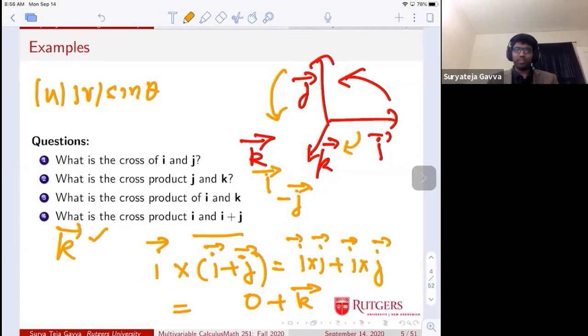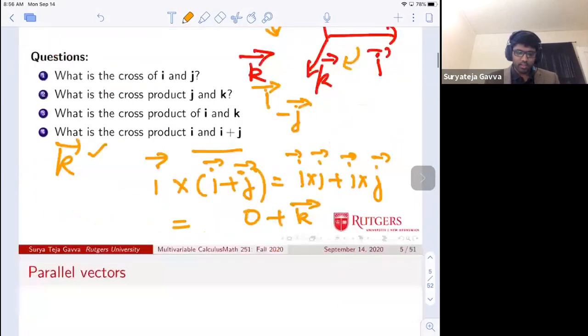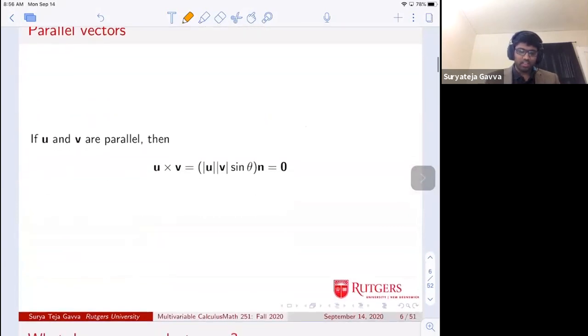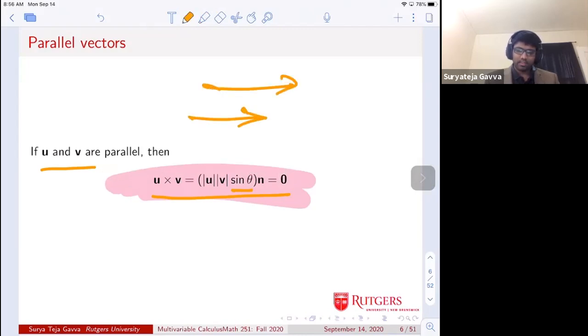Please make sure that you understand these things. Again, for computing the magnitude, you use |u||v| sin theta, but for computing the direction, you have to make sure that you use your right hand. Again, I'm repeating this: if u and v are parallel, then the angle between them is 0. So sine of 0 is 0, so u cross v will be 0. For parallel vectors, theta is 0, so the cross product will be 0.